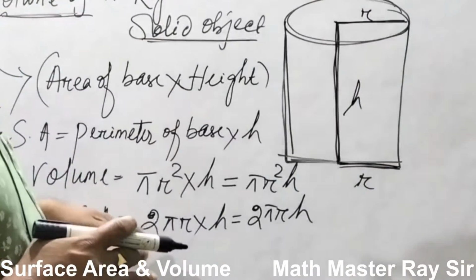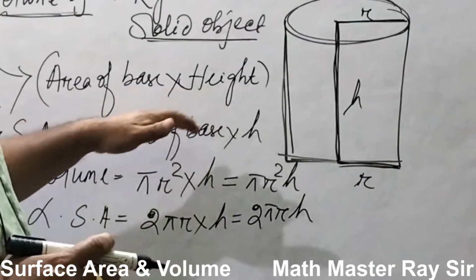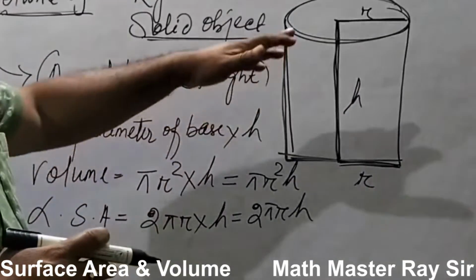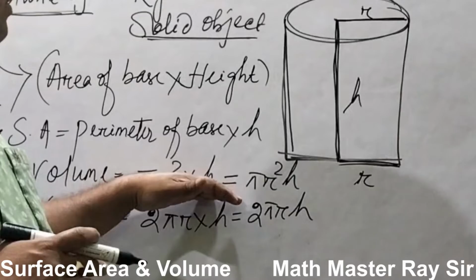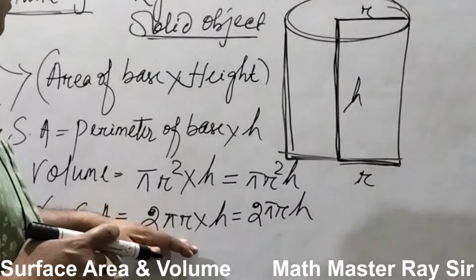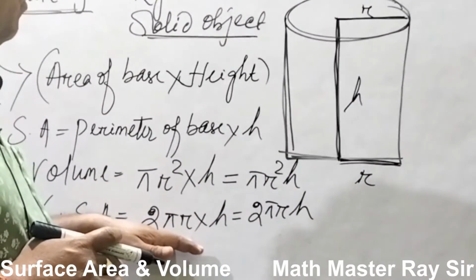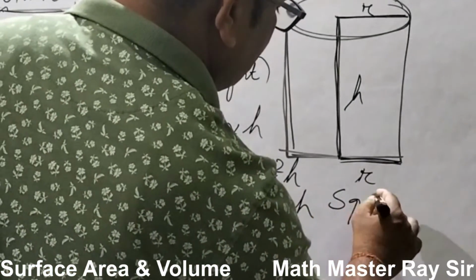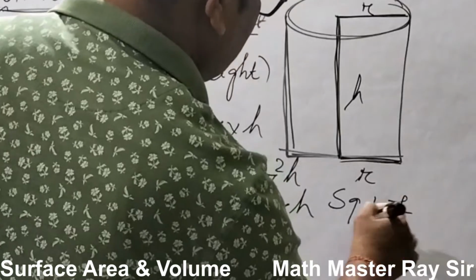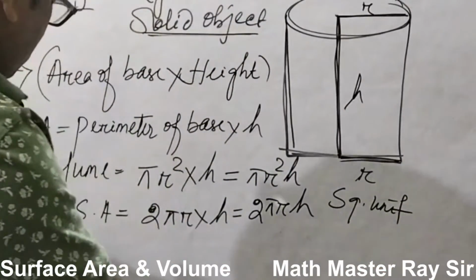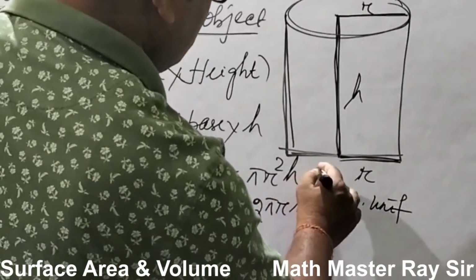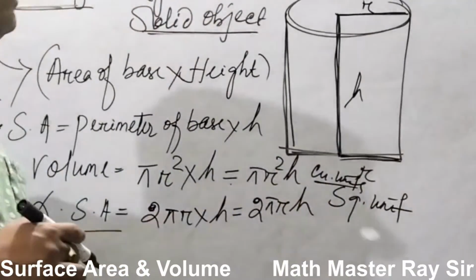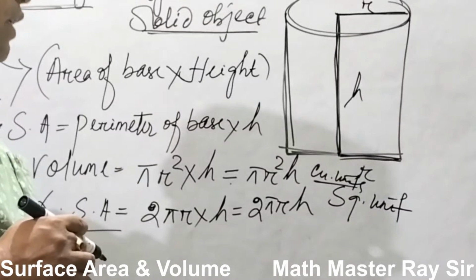So try to remember these two things: area of the base into height, perimeter of the base into height. Area of the circular face, that is pi r square into height h. Perimeter or circumference of the circular base 2 pi r into h. It should be in square units, because I am getting surface area; in case of volume, cubic units. This is your cylinder.